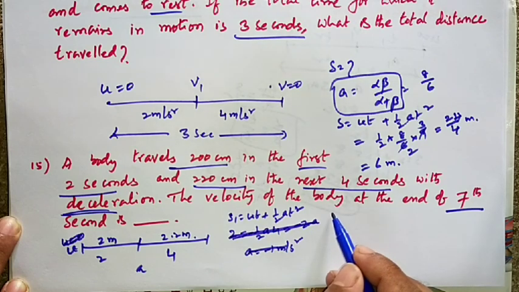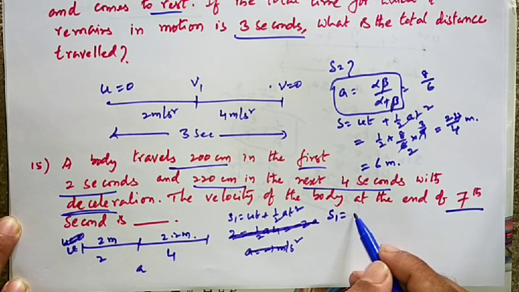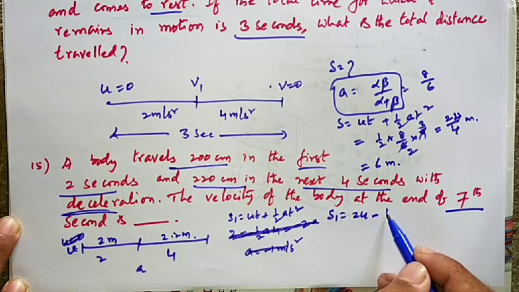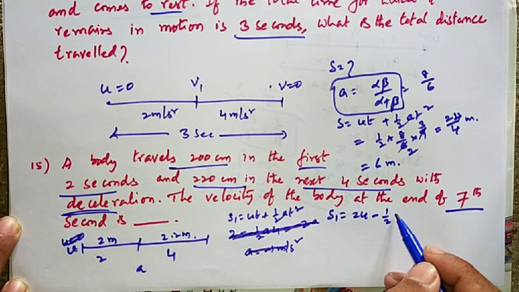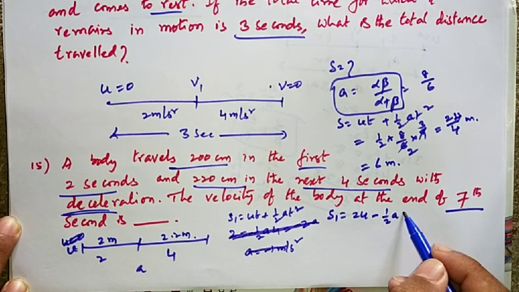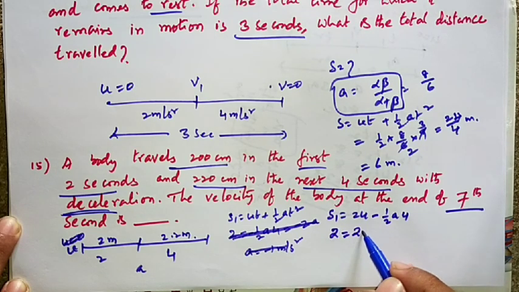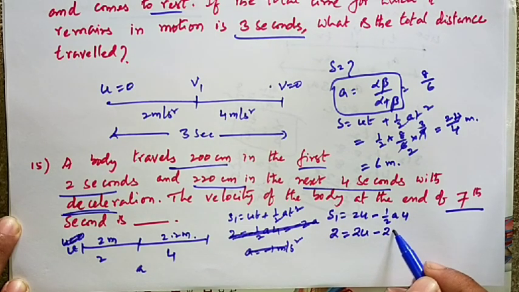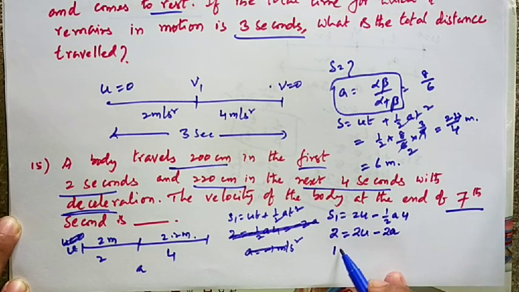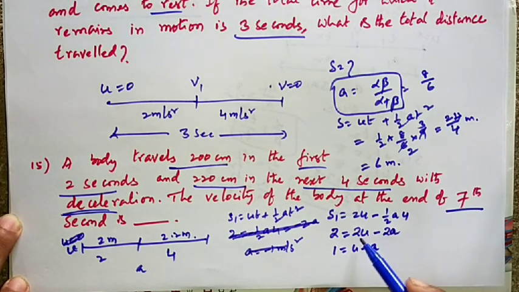So S1 is ut. T is 2 seconds. So 2u minus half a into t square, 4. As S1 is 2, 2 is equal to 2u minus 2a. Yes or no? So I can write 1 is equal to u minus a, taking 2 common and cancelling. From this you can find either the u value or the a value. And now see the second case.